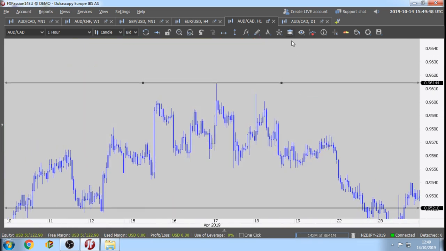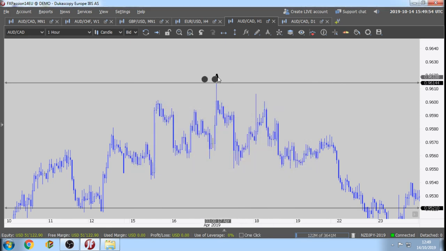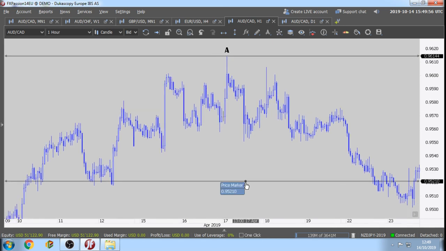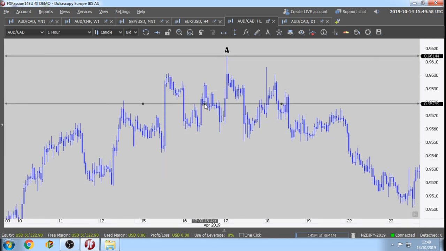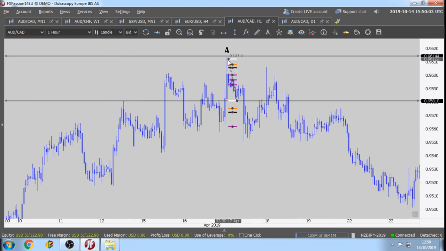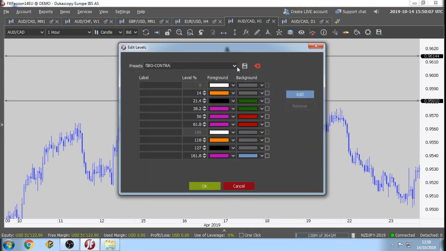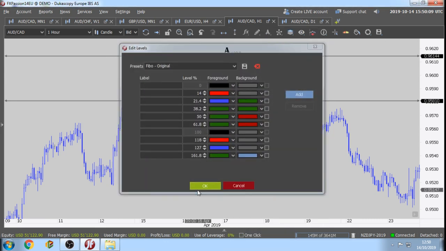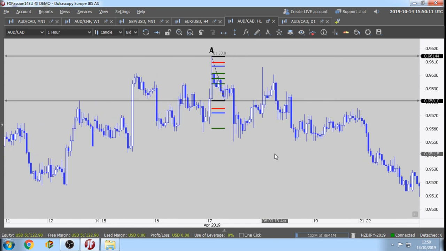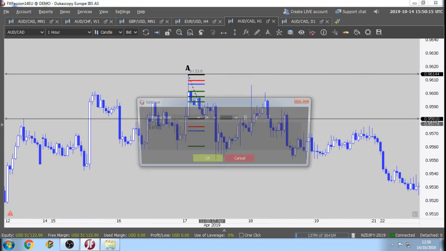So this is going to be the A. What is the A? The A is the starting point of a trend. What is the B? The B is the first low as soon as possible after the A. Color code, edit levels, original one, there you go. And as you can see, everybody, the market stopped us out already.